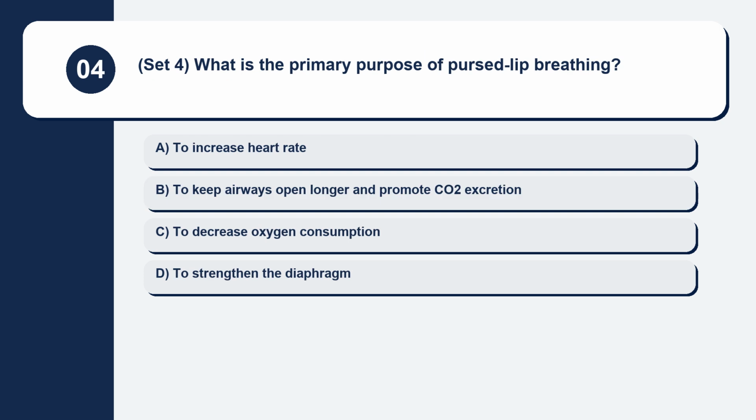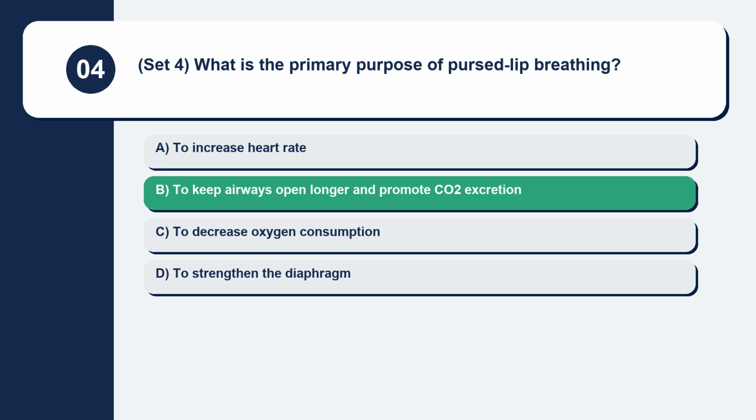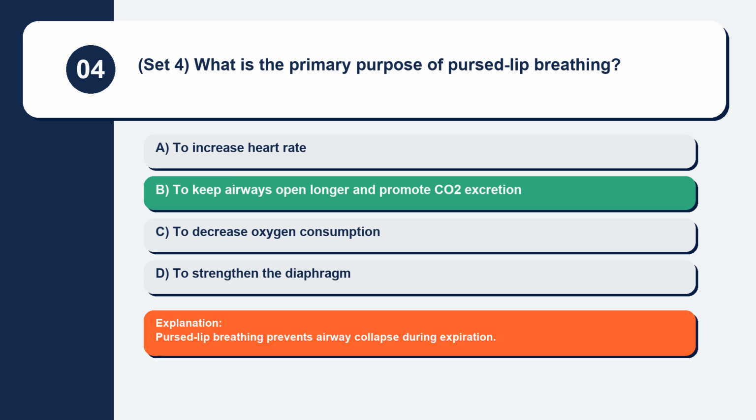Question 4. Set 4. What is the primary purpose of pursed lip breathing? To increase heart rate, to keep airways open longer and promote CO2 excretion, to decrease oxygen consumption, to strengthen the diaphragm. Pursed lip breathing prevents airway collapse during expiration.